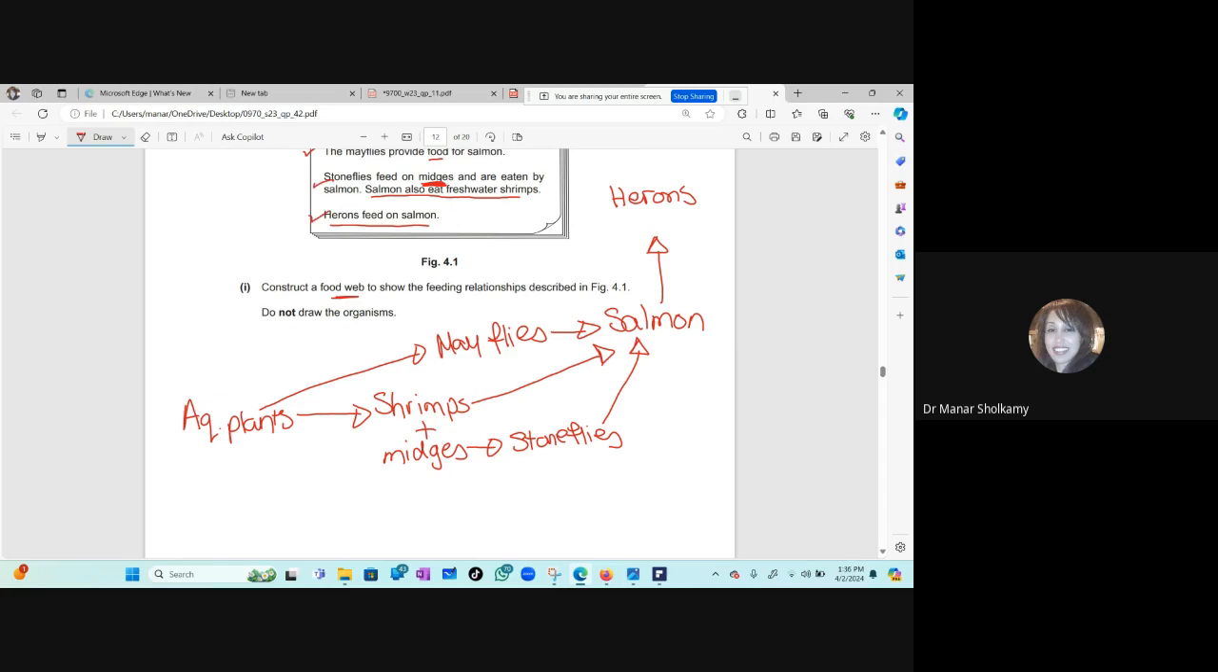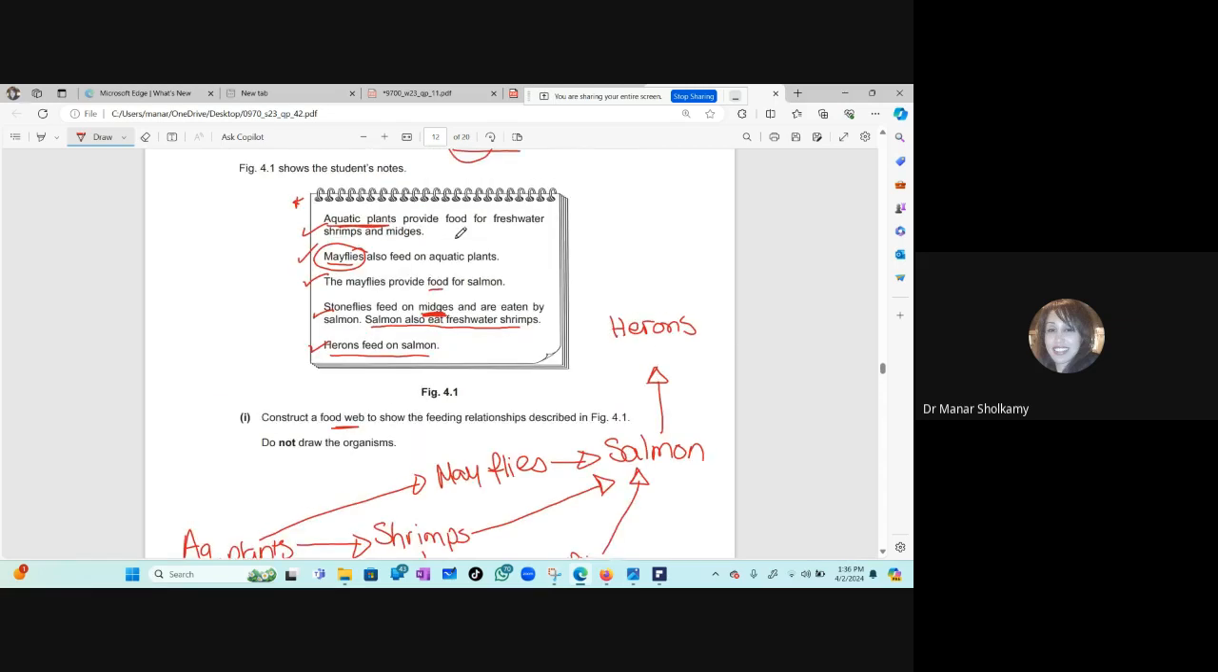Also, I want you to highlight it. This question is asking you to draw a food web. Usually they give you the food web, but in this question, they asked you to draw it. They gave you what eats what, and what you will do in a question like this is follow sentence by sentence. I'll do it again for you.